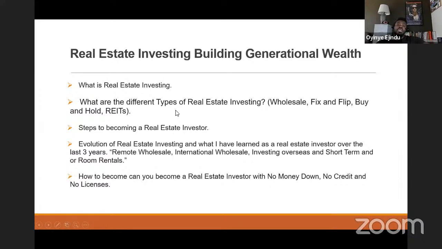In some cases, you need no money down. You need no credit or no licenses. That's what wholesaling real estate would do for you. It gives you enough knowledge. It gives you enough of an understanding to be able to get started in real estate.